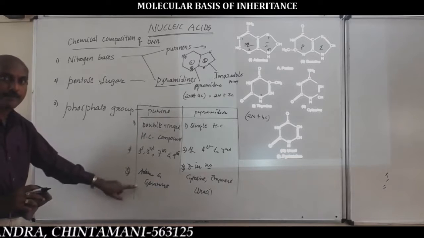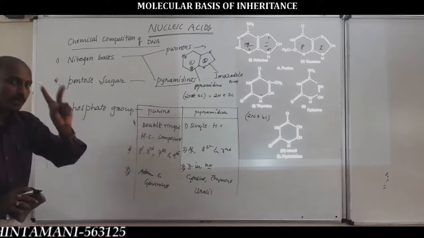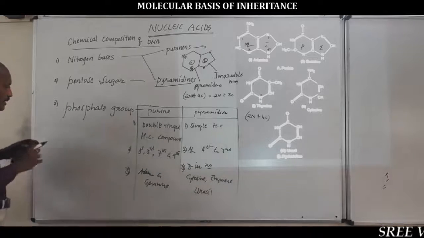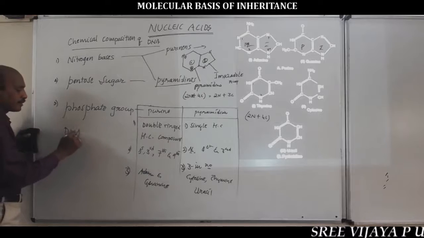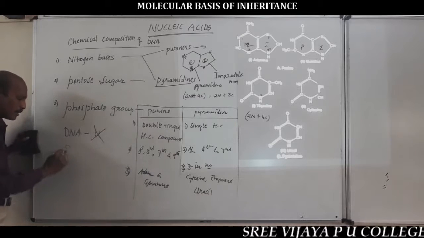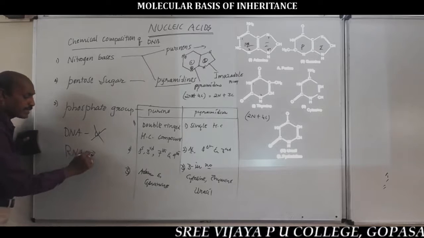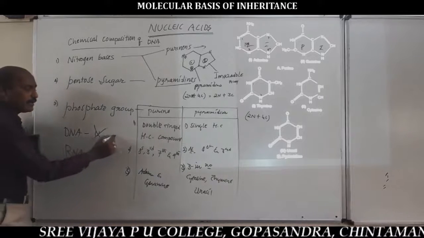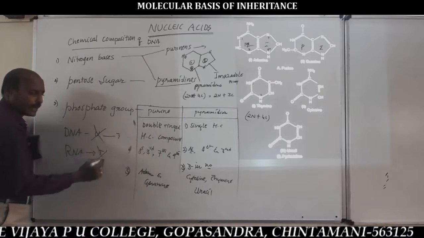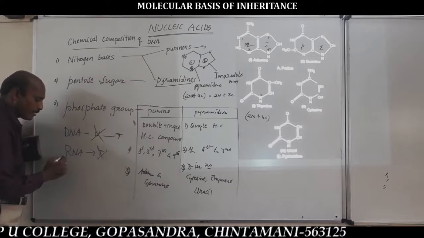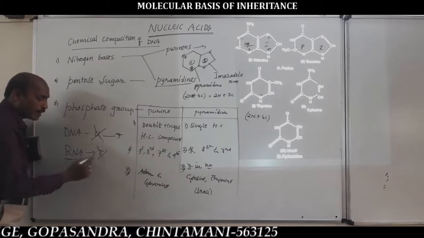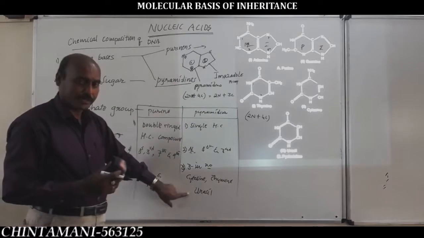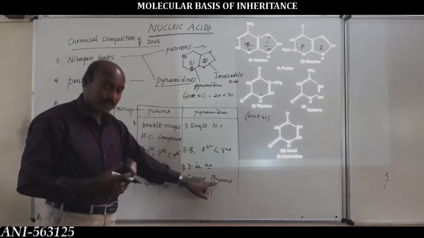That is, purines are common, but pyrimidines number only 2. One of the pyrimidine bases is absent in either of the nucleic acids. That is, in DNA, uracil is absent. In RNA, thymine is absent. Instead of uracil, DNA contains thymine. Instead of thymine, RNA contains uracil.